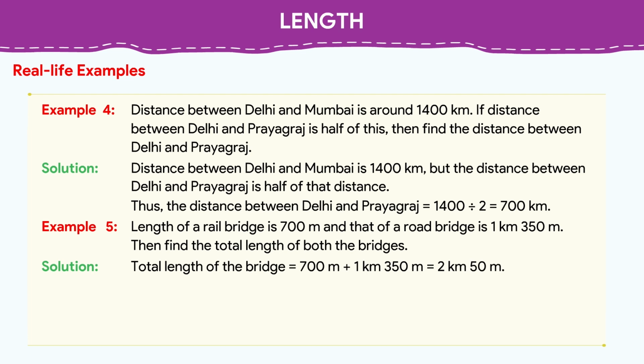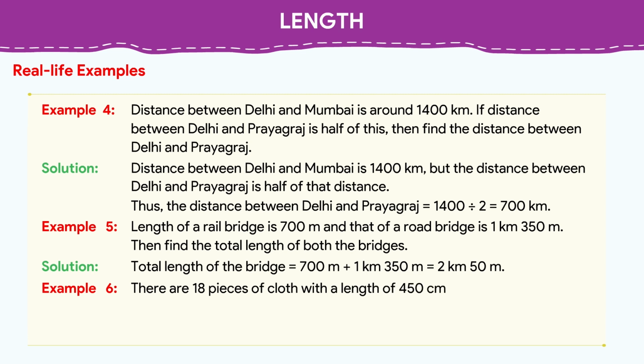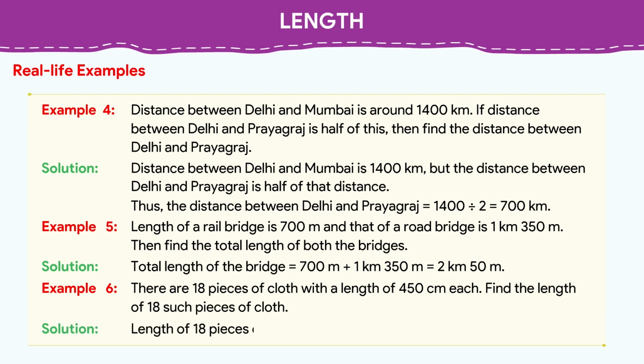Example 6. There are 18 pieces of cloth with a length of 450 centimeters each. Find the length of 18 such pieces of cloth. Solution: length of 18 pieces of cloth is equal to 450 centimeters times 18, which is equal to 8100 centimeters.